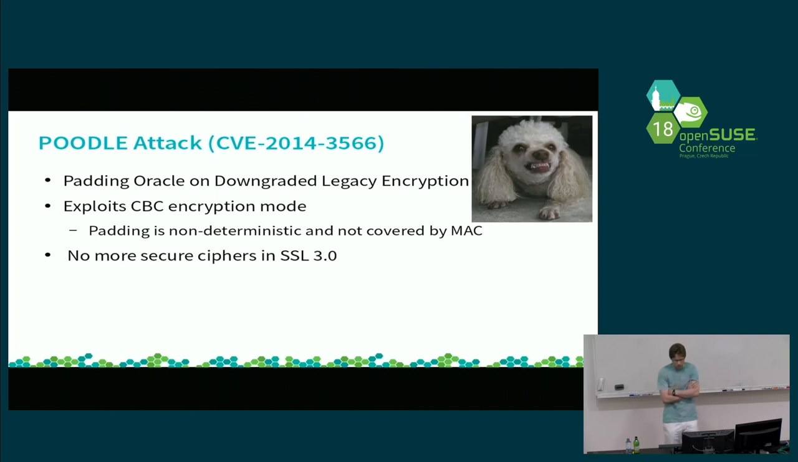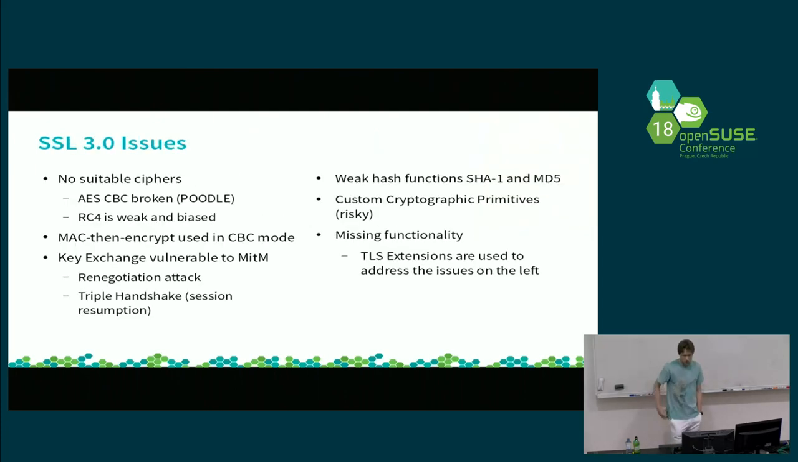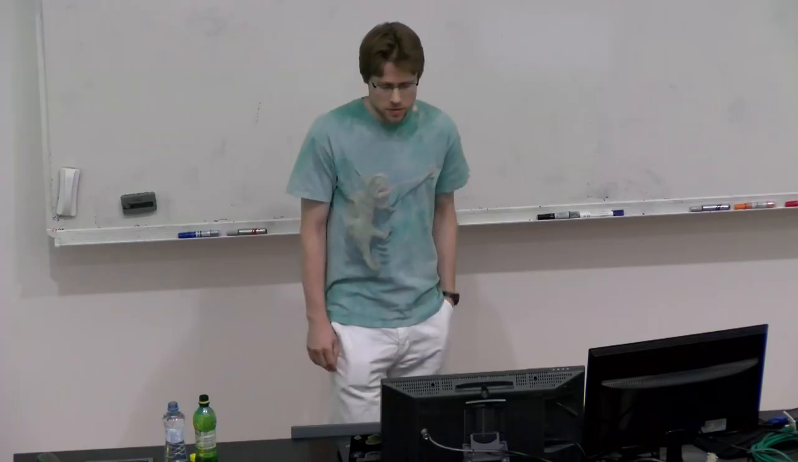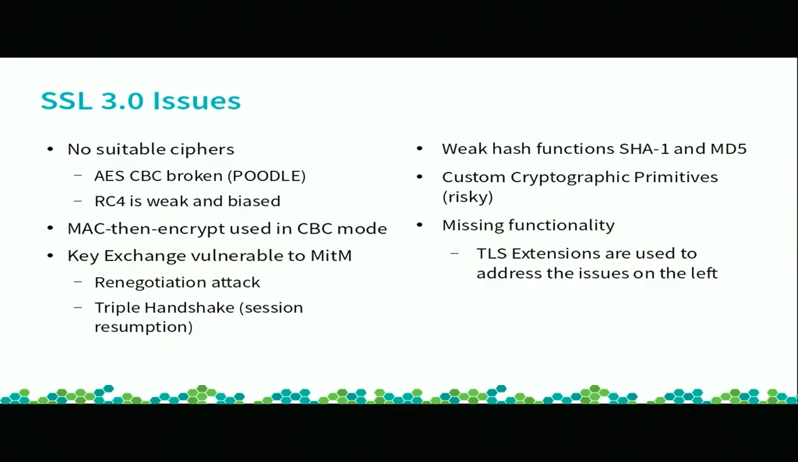The other cipher used by this protocol was RC4, but that cipher is also considered broken. Now, here are some other issues with SSL 3.0. There are no suitable ciphers, because the CBC mode is basically broken by Poodle, and RC4 is weak and also biased. Other issues are with the composite CBC mode, because it uses the MAC-then-encrypt construction, which is also vulnerable to Oracle attacks like Lucky 13.